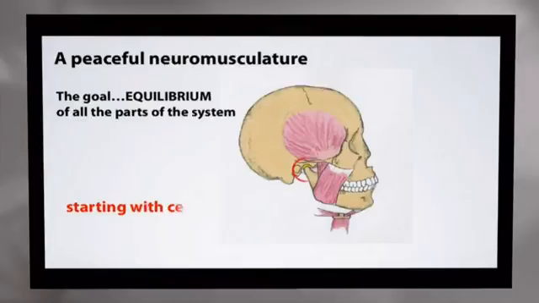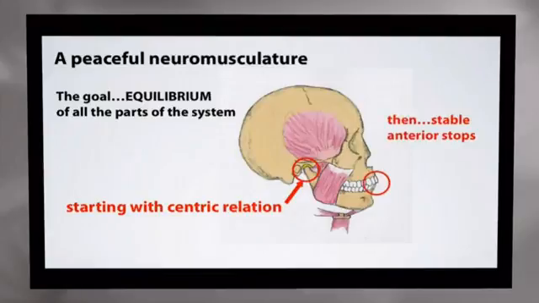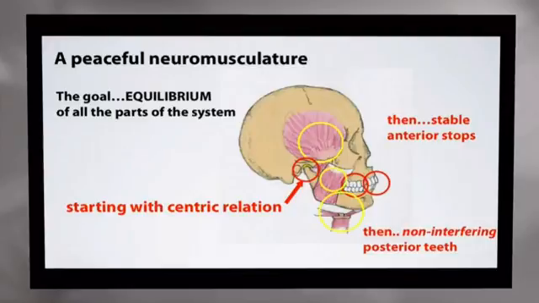and we'll have equilibrium of all parts of the system, starting with centric relation in the back, stable anterior stops in the front, non-interfering teeth in the back, and if we get those three red circles filled in just right, then the muscles will be coordinated and functional and peaceful. It's predictable. And how do we know that? We know this from numerous EMG studies.